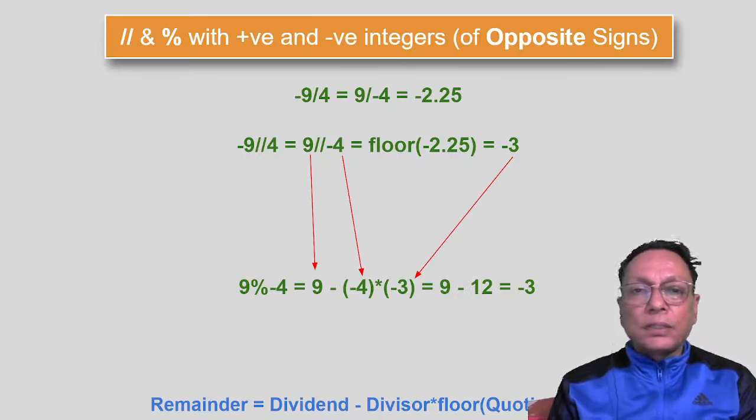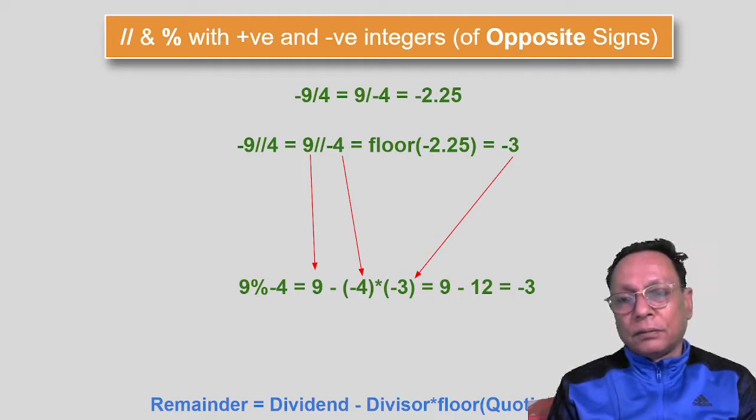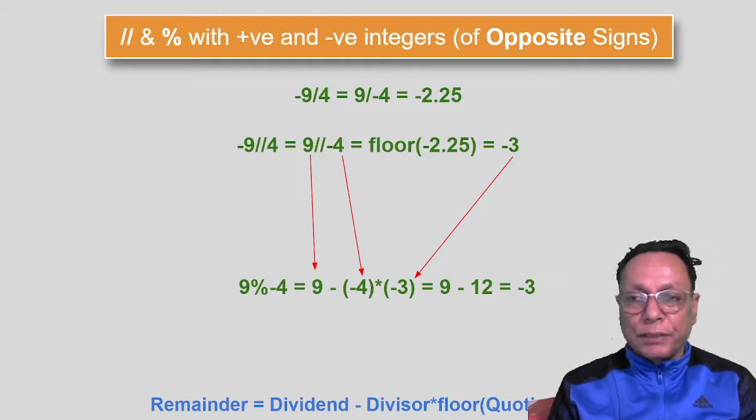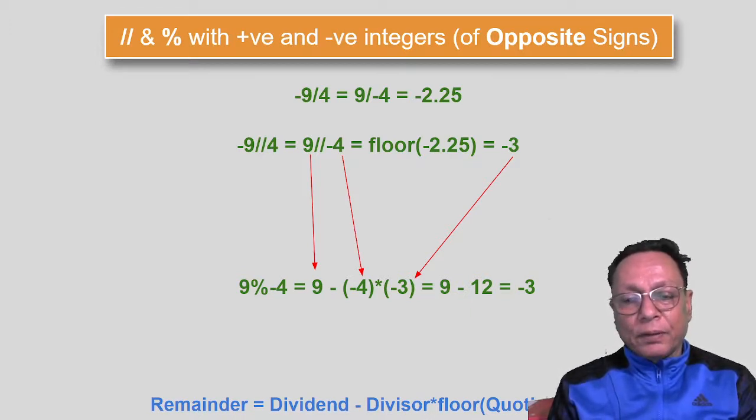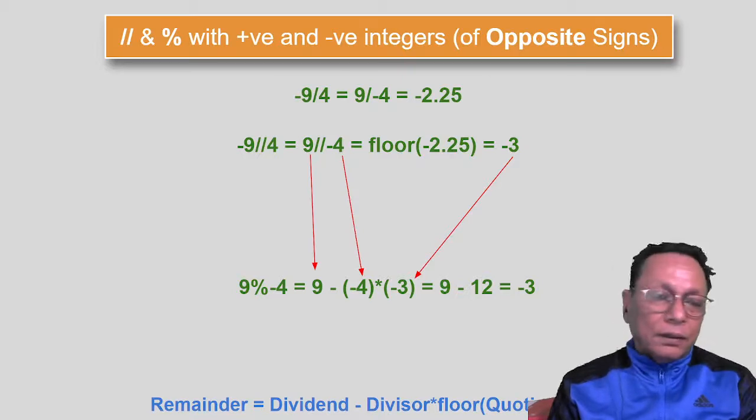Okay, so this is when we have different operators, any opposite operators, plus and minus. Both we have considered here, and we got the output accordingly. So if the dividend is negative and the divisor is positive, the remainder will be positive. And if the dividend is positive but the divisor is negative, the remainder will be negative.